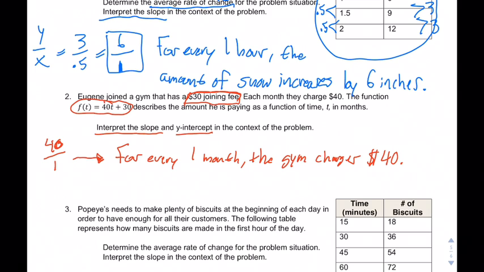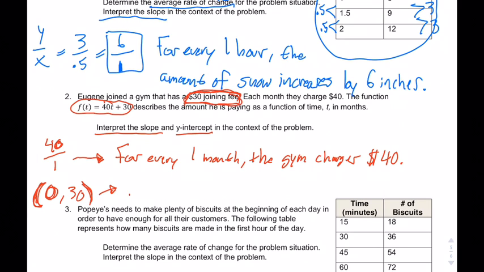Now let's do the y-intercept, which in this case is 30. Now recall that the y-intercept is actually a coordinate. It's this coordinate (0, 30). So what does this mean? Well, 0 in this case is our input, or our t, or months. So in 0 months, Eugene would still have to pay $30. Or at month 0, Eugene has to pay $30. Well, that doesn't really make sense. So what does that mean with this problem? Well, it's that $30 joining fee.